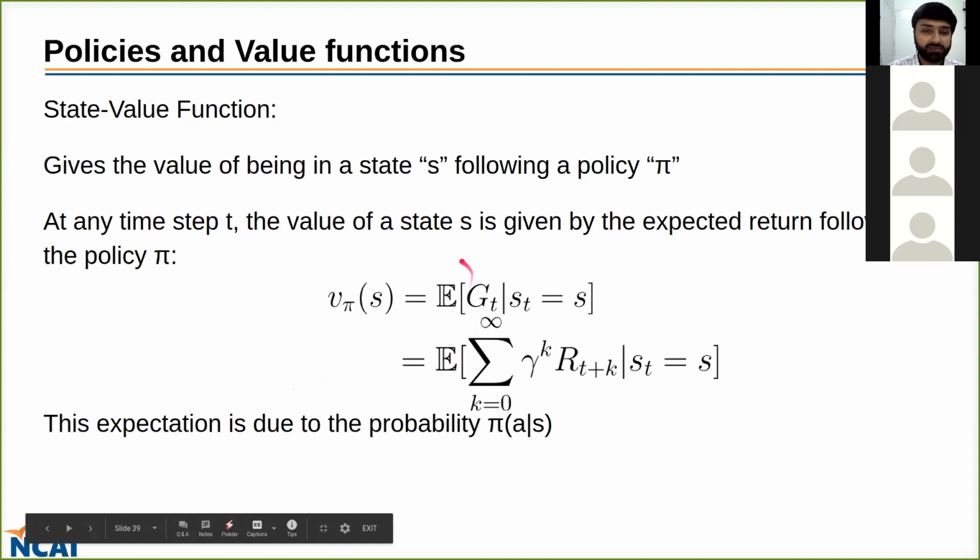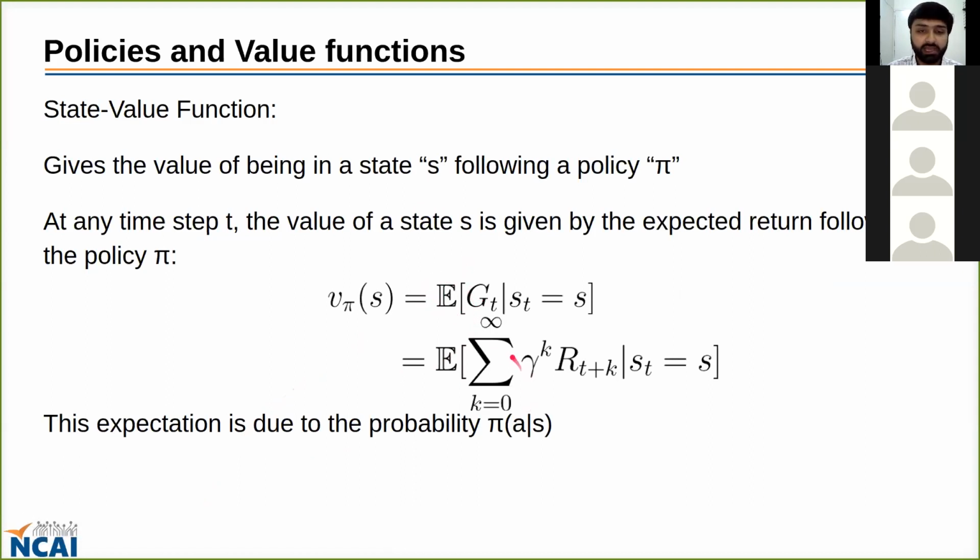You should not be scared of this particular instance. This is just a numerical representation of the expectation we just talked about. And this is just a condensed representation of that discounted sum which we talked about earlier. This expectation, however, is not due to the transition probabilities. It is due to the policy, because a policy itself is a probability distribution over actions.